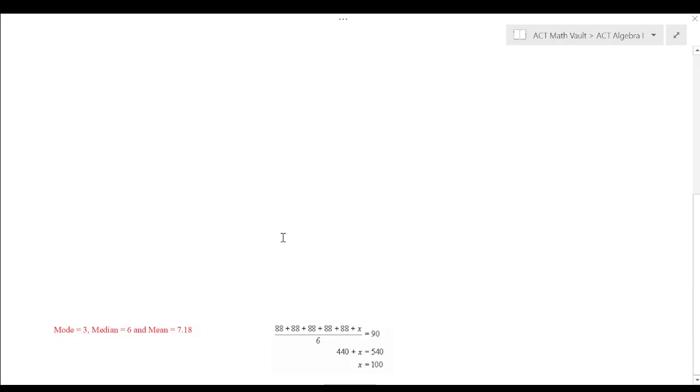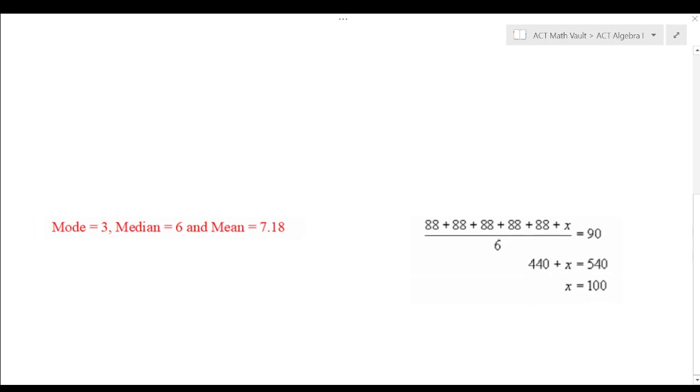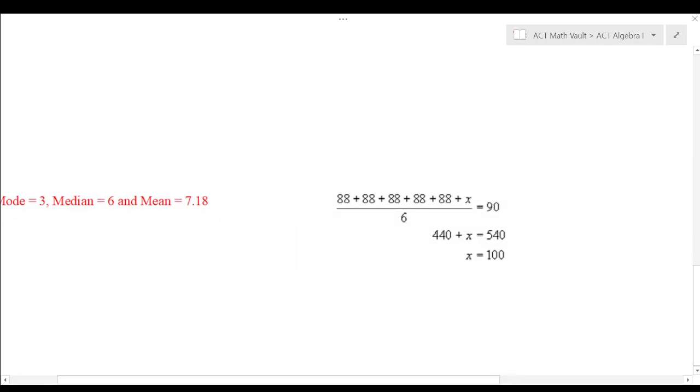Here come the answers. So for the first one, we have mode 3, median 6, mean is 7.18. And then on the last one, this is totally the way I would do it. You would just call those 5 test scores 88, 88, 88, 88, 88. If you know that's the average, then just throw an 88 in as a placeholder for all 5 of them, and then you can solve.